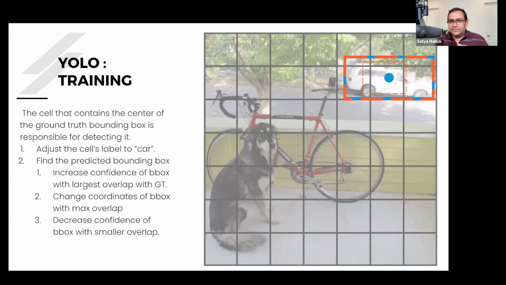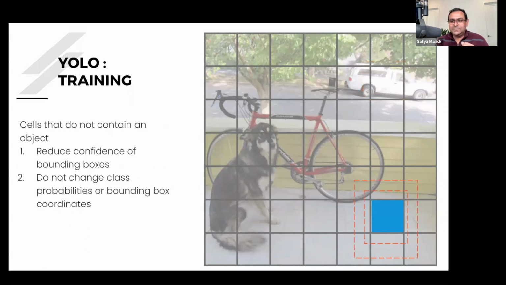And you decrease the confidence of the second box. Okay. Now, what happens when there is no class? It doesn't matter what class it is predicting, all we need to do is reduce the confidence of the bounding boxes. And that's what YOLO V1 did for cells which were not responsible for predicting anything. In this case, the floor is not one of the classes that we are looking at. So it's not going to predict anything.